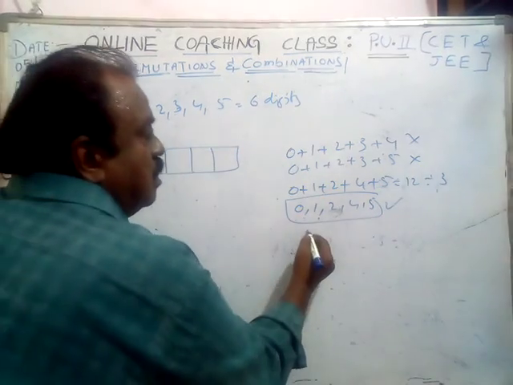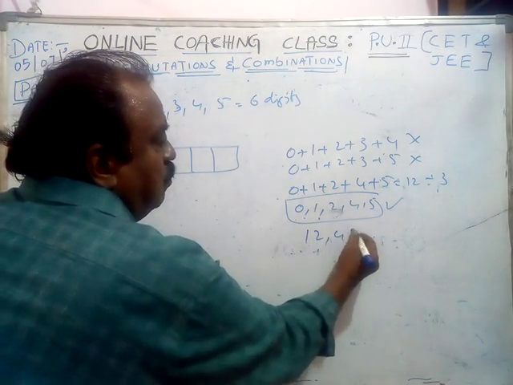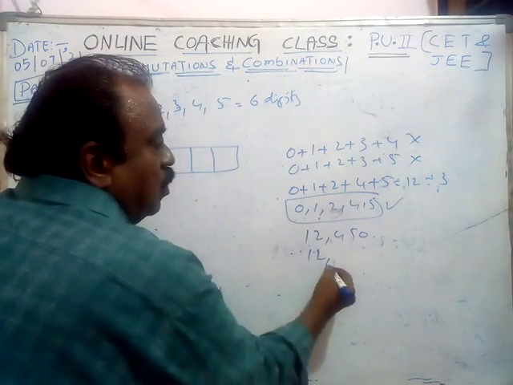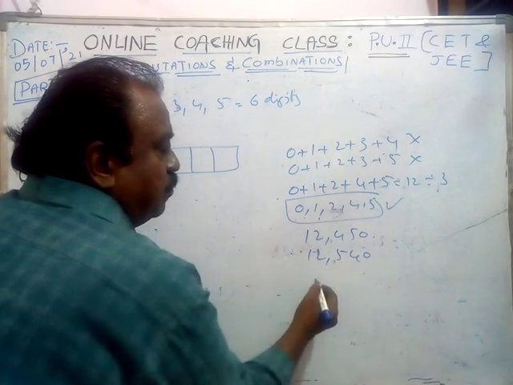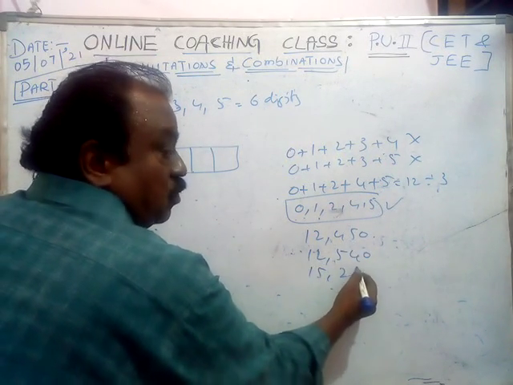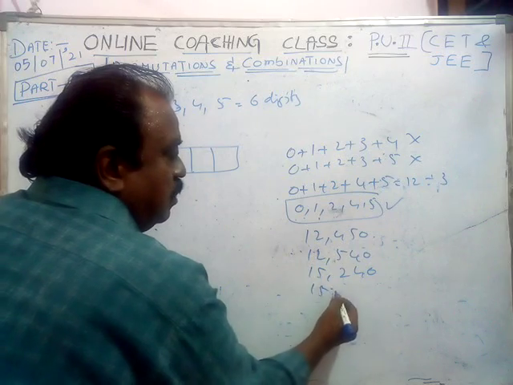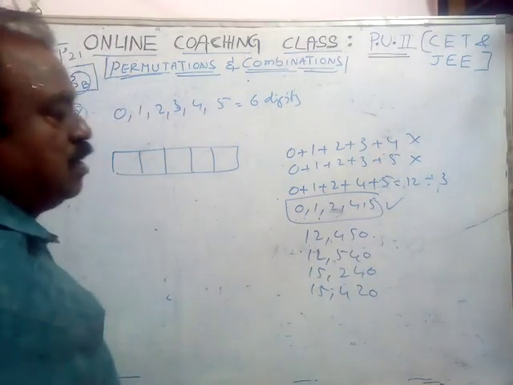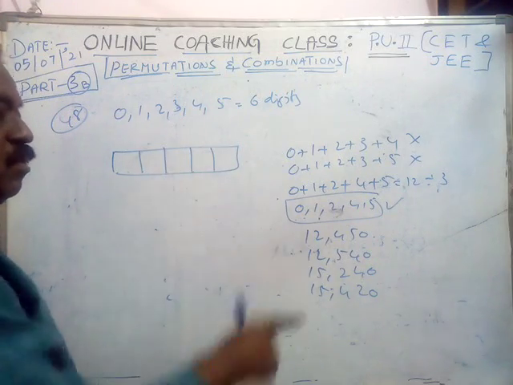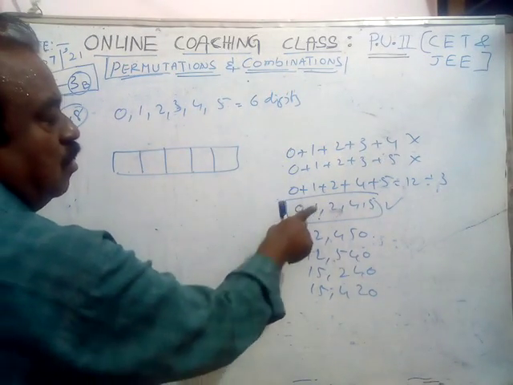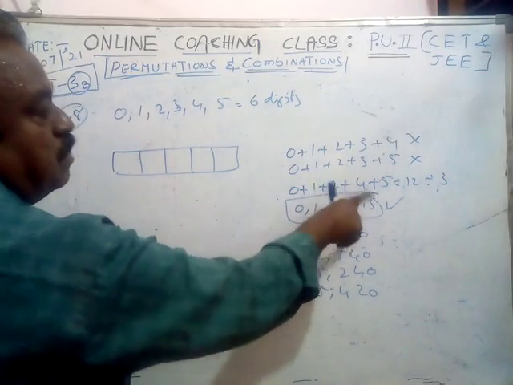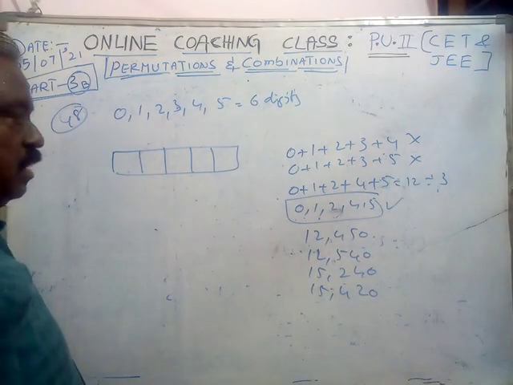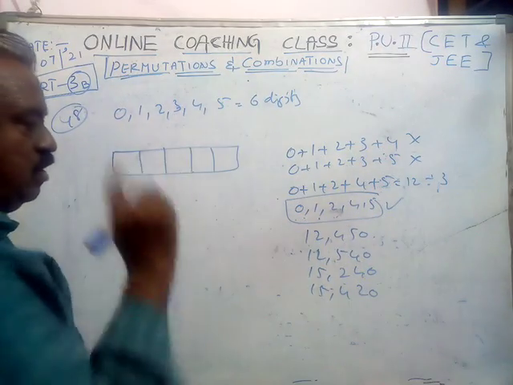That means the number 12,450 by using this set, 12,540 or 15,240, 15,420, like that it is going on. Each number is divisible by 3 only, because 0 plus 1 plus 2 plus 4 plus 5 is 12, that is divisible by 3. Okay, now that is one set.